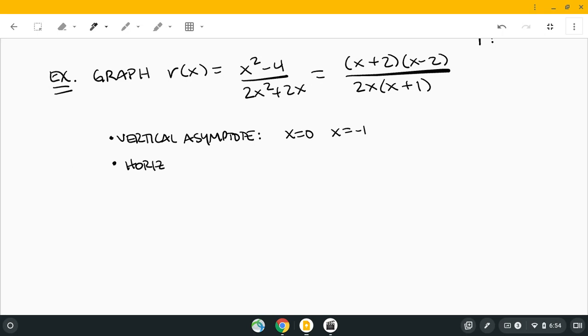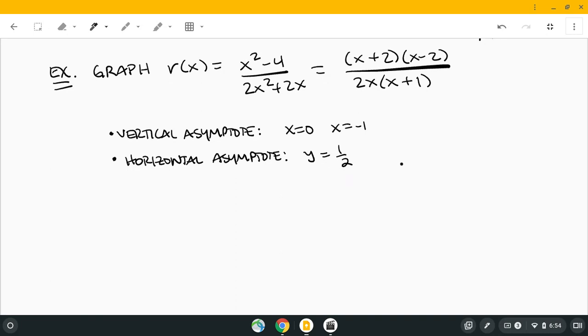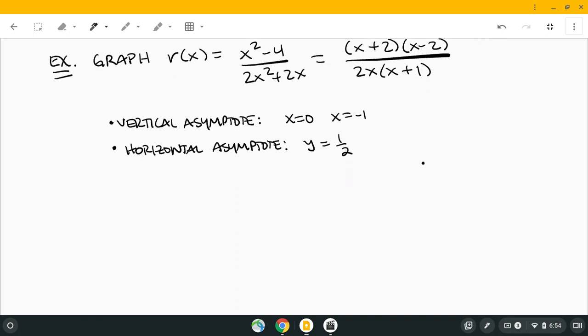Horizontal asymptote: same degree, so leading coefficient over leading coefficient, so 1 over 2. Remember, if the degree is smaller up here, it's just going to be automatically at y equals 0. I guess I should have done an example like that, but I didn't.